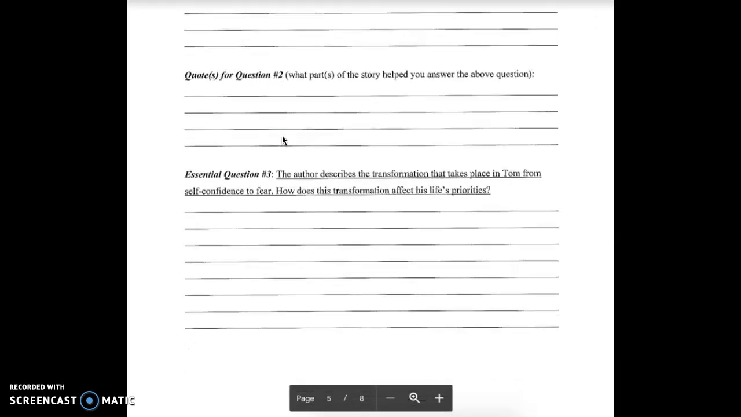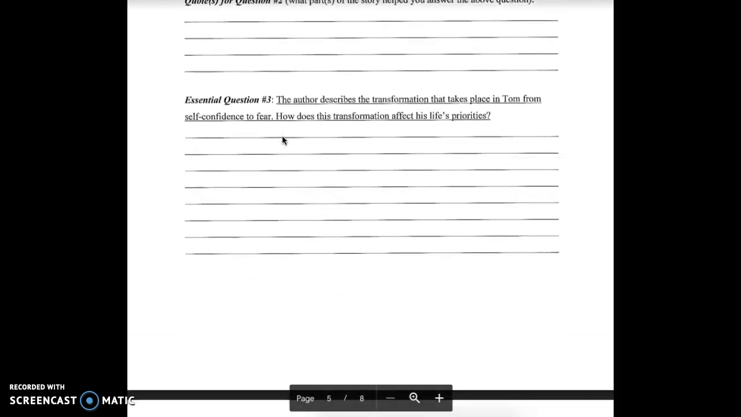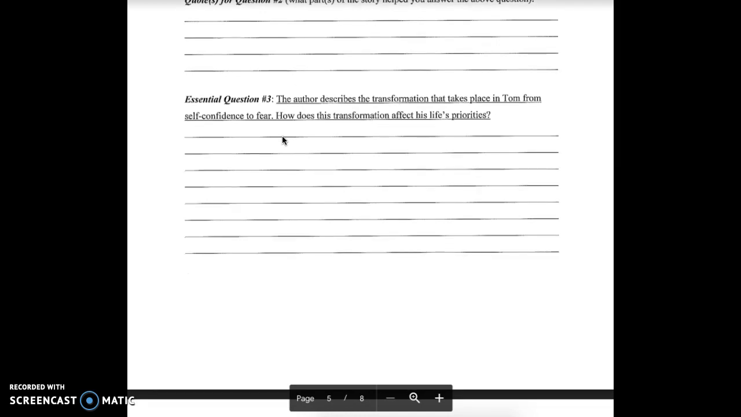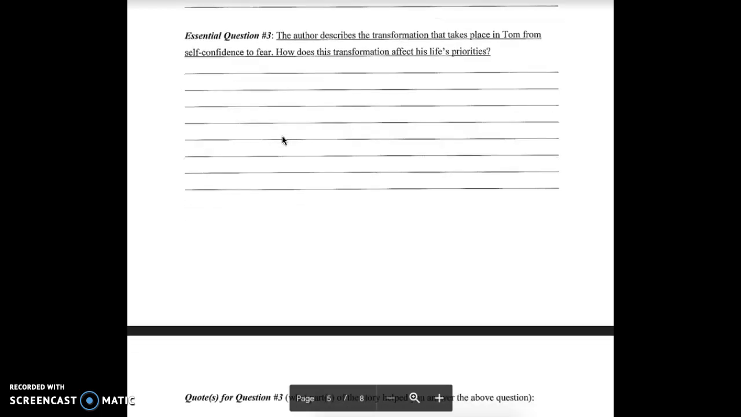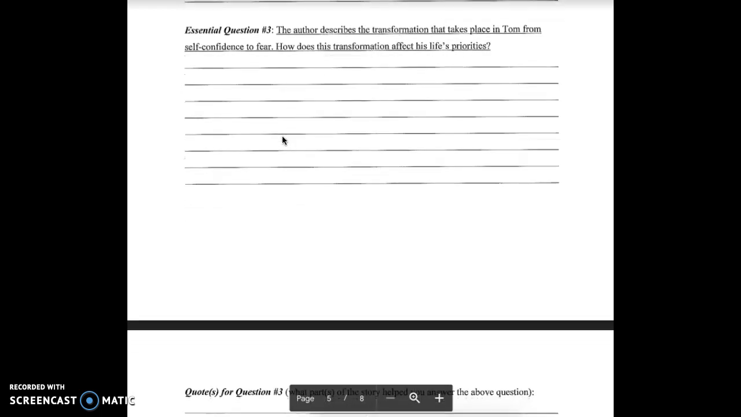Question number 3. The author describes the transformation that takes place in Tom from self-confidence to fear. How does this transformation affect his life's priorities? I do not believe we have quite reached that point, though we can definitely tell that there's a little bit of fear in the loss of this yellow sheet of paper. And I sense that maybe the answer is coming soon. With that is where I'm going to leave you to continue the story on your own and complete these essential questions.